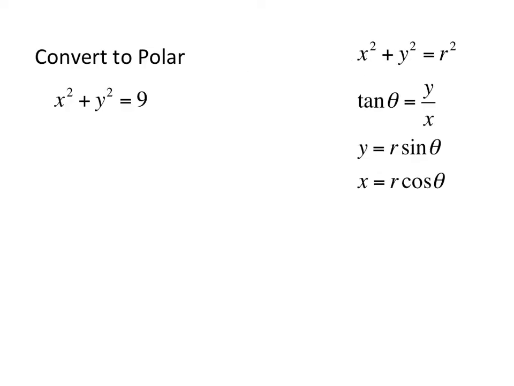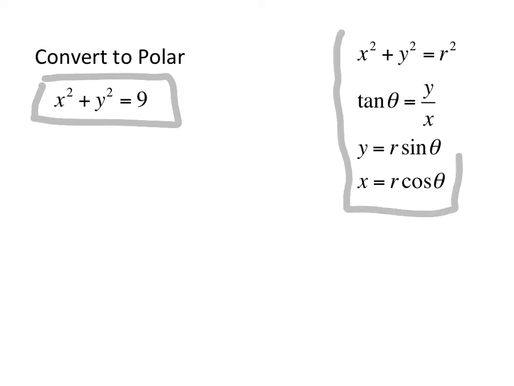So for my first example, we are going to convert x squared plus y squared equals 9 into a polar equation. What we've got here is a rectangular equation defined in terms of x's and y's. What we want to do is use one or more of our basic equations and see if we can convert it into r's and thetas.